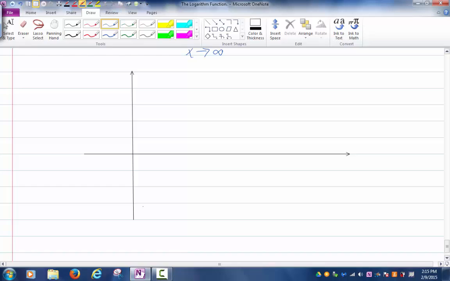Remember, log of 1 is 0, right? So what's the x-intercept? X-intercept would be at 1. This would be x, this would be y, and y would be ln of x. Okay, so I think 30 seconds is probably up. Let's give 10 more seconds, okay?